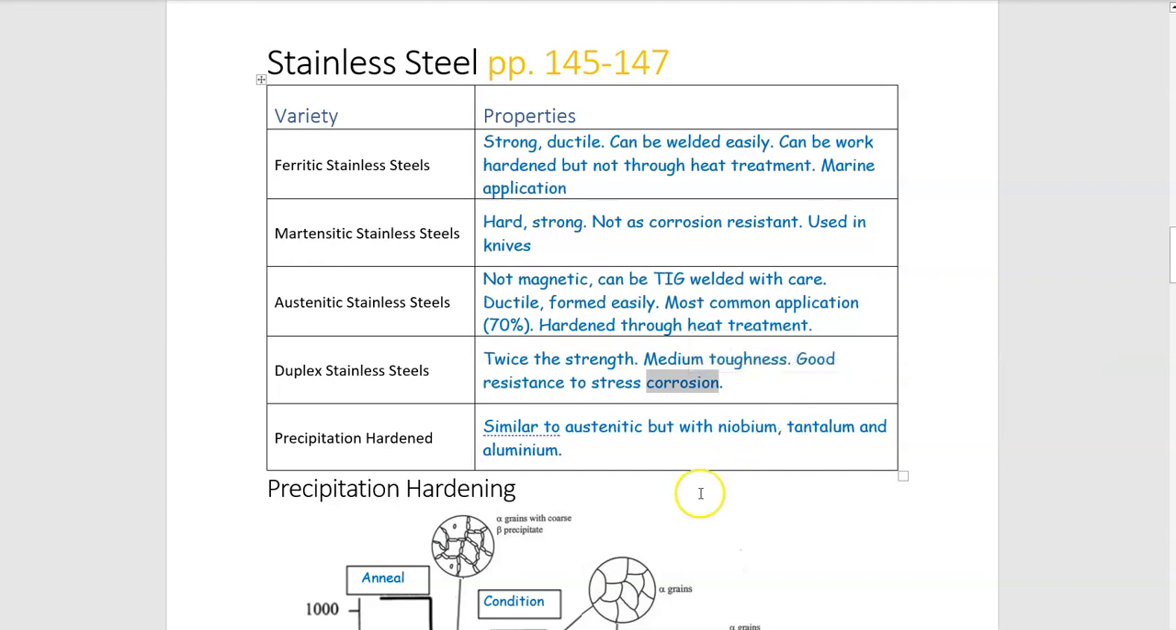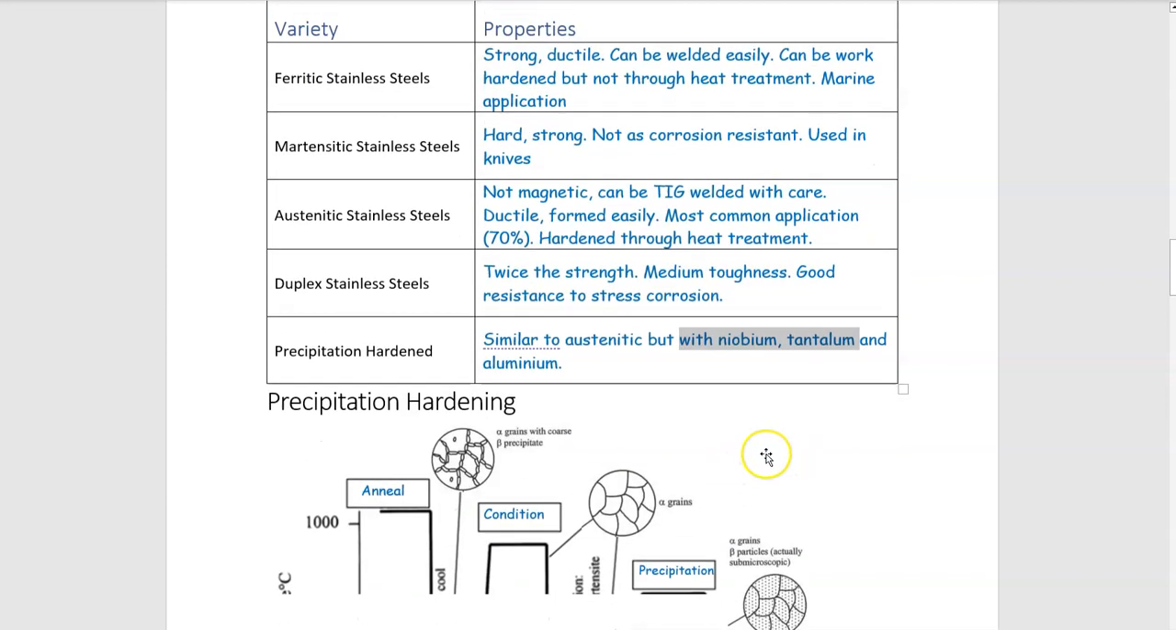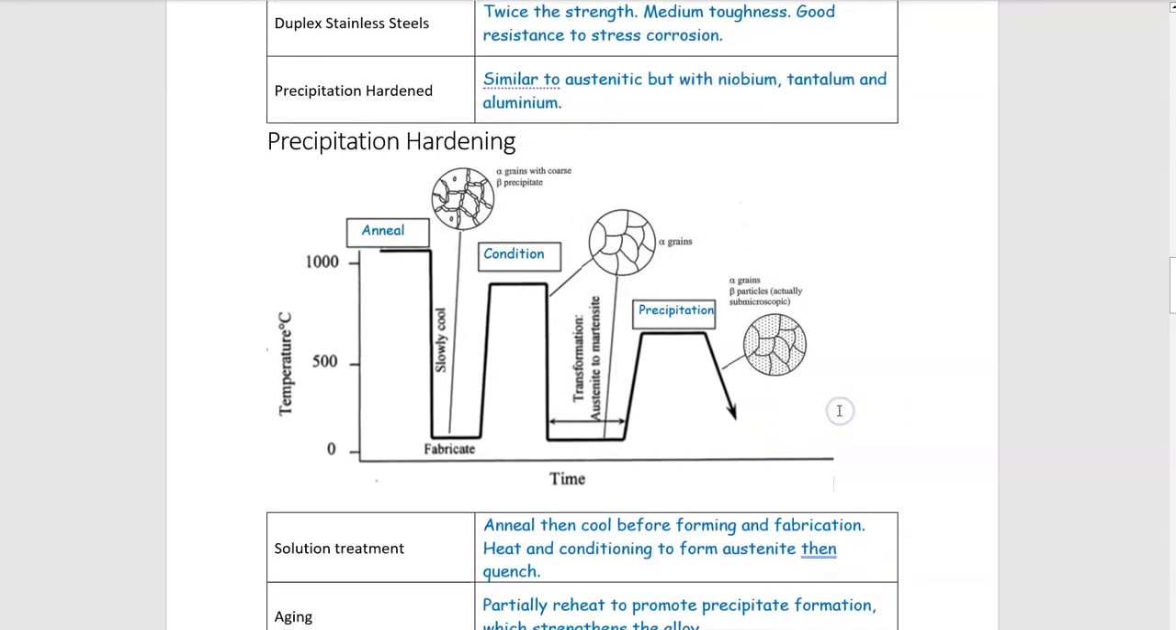And then finally, we're going to talk about precipitation hardened stainless steels. It's similar to austenitic, but with some extra materials: niobium and tantalum. These are very rare elements, and they allow it to be precipitation hardened. I took these green pictures from the Year 12 textbook, so keep that in mind.